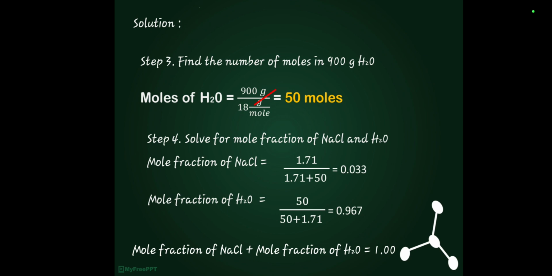While the mole fraction of water, which is the solvent, is equal to 50 over 50 plus 1.71, which is equal to 0.967. So now let's add the mole fraction of sodium chloride to the mole fraction of H2O or water.